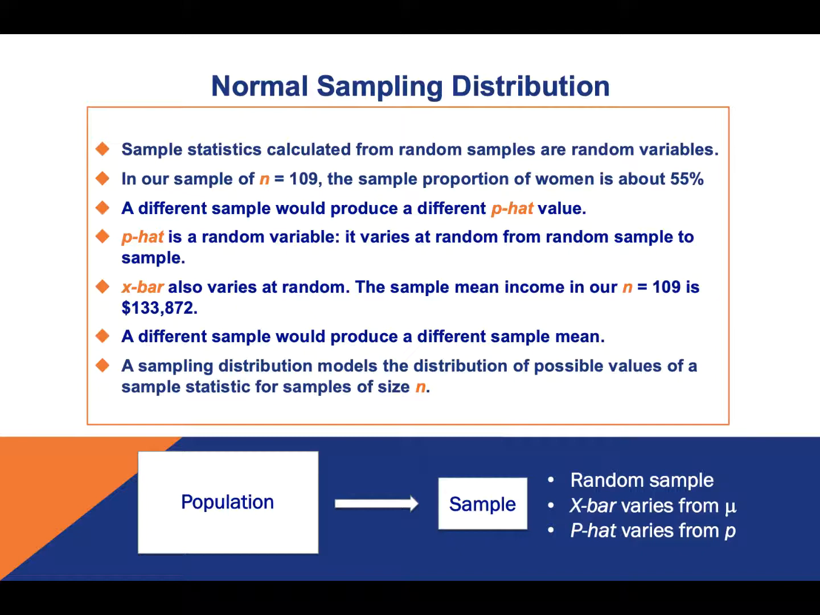X-bar also is a random variable. The sample mean in our sample of n equals 109 is over $133,000. A different sample, though, would produce a different sample mean. A sampling distribution models, theoretically, the distribution of all possible values of a sample statistic for samples of size n. Though our sample statistics are known and calculated using our descriptive statistics, it's important to recognize that they are just estimates of the true population parameter.